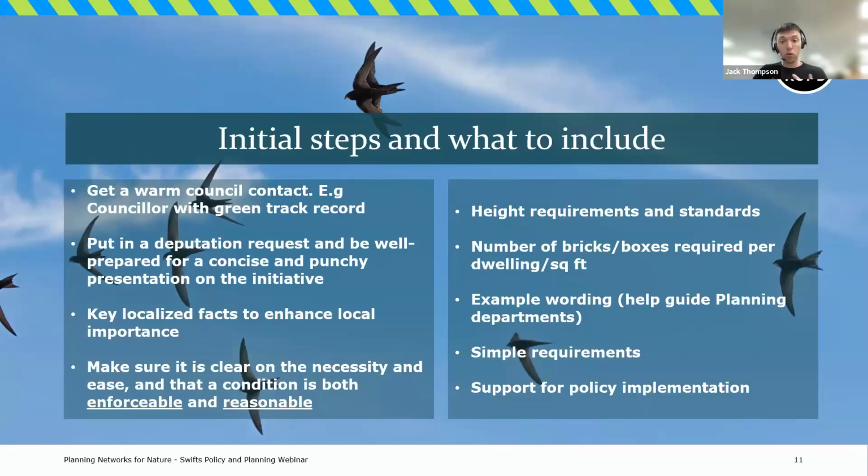Get together your group to propose and put in a deputation request. So prepare really well for this, making sure that the presentation is concise and punchy, as time will be really limited with lots to discuss in these meetings for the committees. And you can do this by getting your key localized facts to enhance the local importance of a policy such as this. So use any survey information that you currently have, or head on to SwiftMapper to gain that information in your local authority to build up a picture of Swift activity, and then you can showcase that within your deputation.